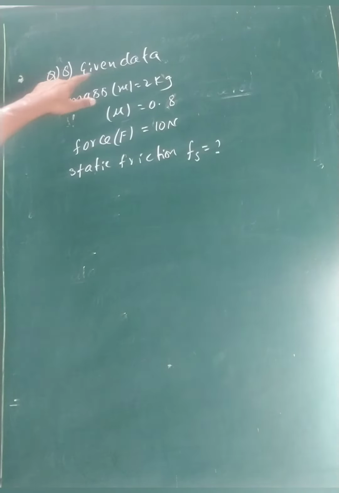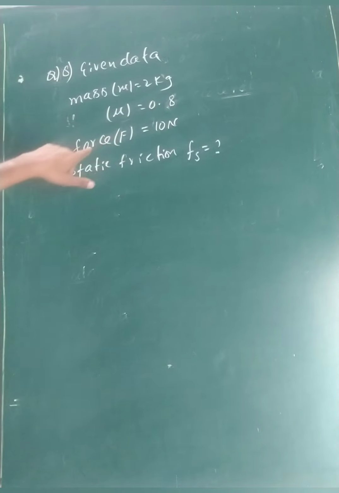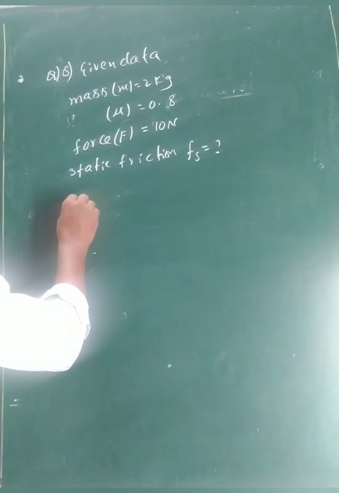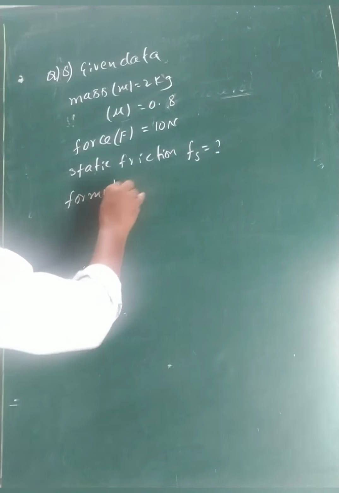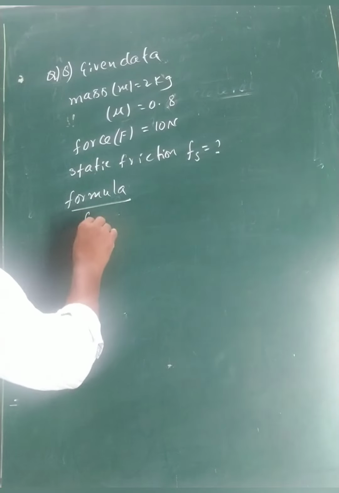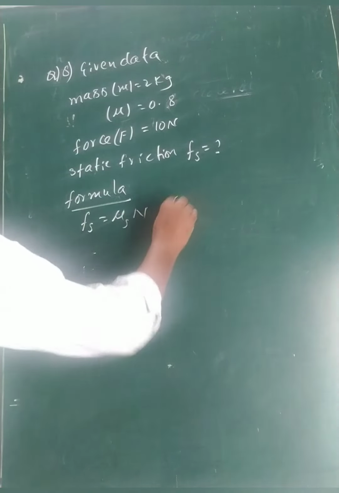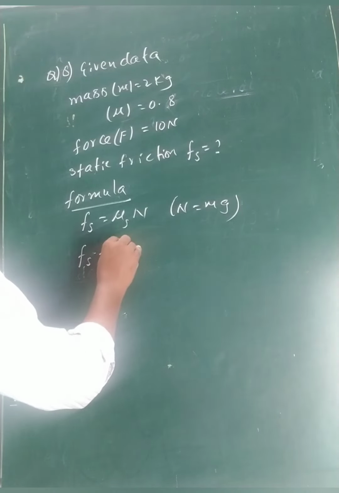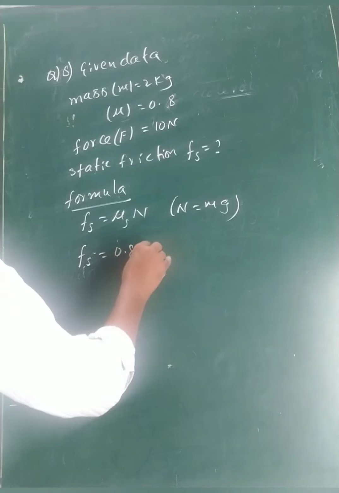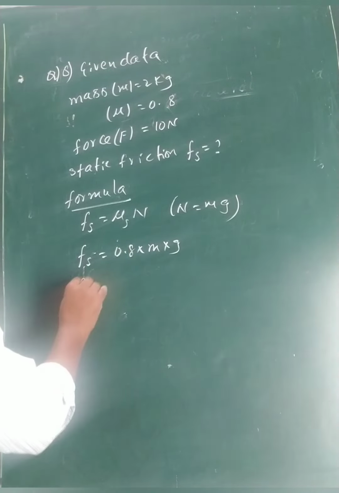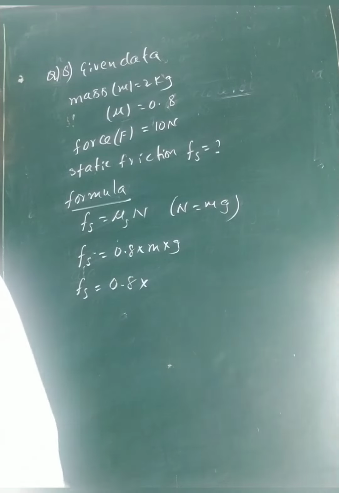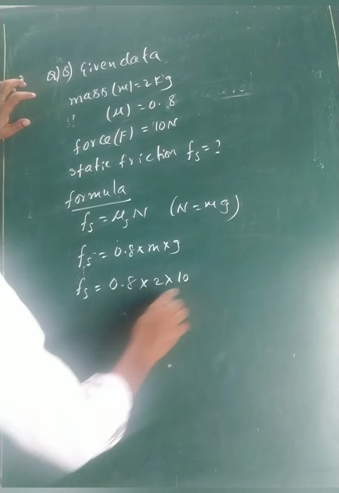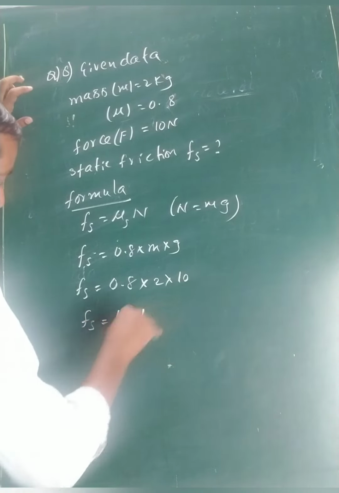Question number 8. In the given question, data is mass is 2 kg, mu equal to 0.8, applied force is 10 newtons. Static frictional force how much? First of all, formula you can apply. Static frictional force f_s equal to mu_s into N. Since N equal to mg, f_s equal to 0.8 into mass 2 kg, g is 10. So its value is 16 newtons.